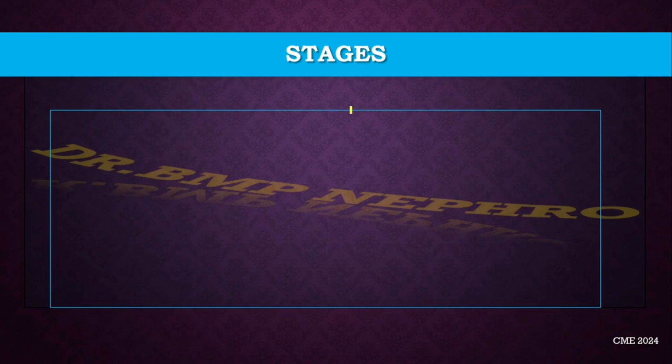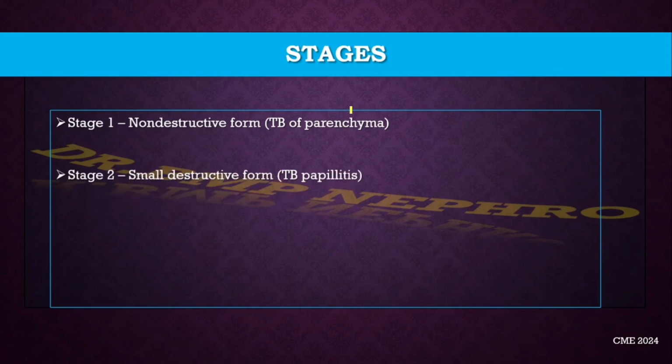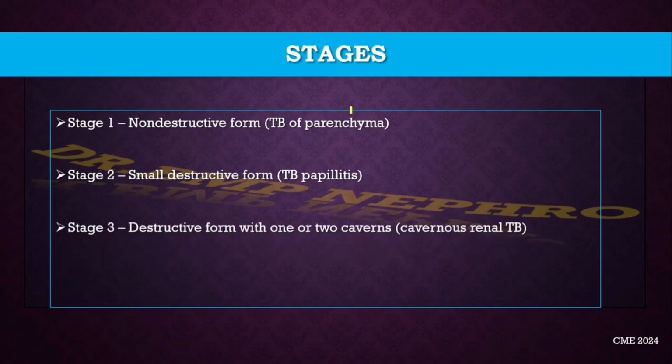Those are all the important fancy signs. And one more thing related to MCQ is the renal involvement. Based on the amount of destruction or the severity of the damage, it can be staged. Stage 1 is just the TB of the parenchyma, which is a non-destructive form. Second, there is mild damage, a small destructive form, which is also called TB papillitis.